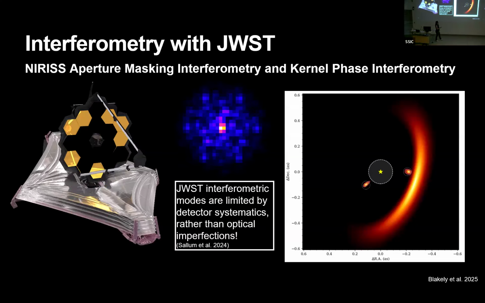And this has recently located the PDS 70 planets at just a couple of 100 milliarcseconds at 5 microns. And this has allowed us to make measurements of circumplanetary disks in the infrared around these objects.